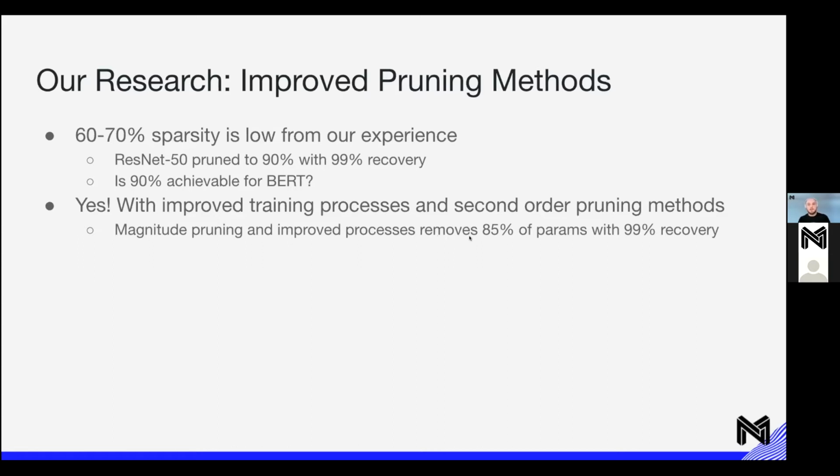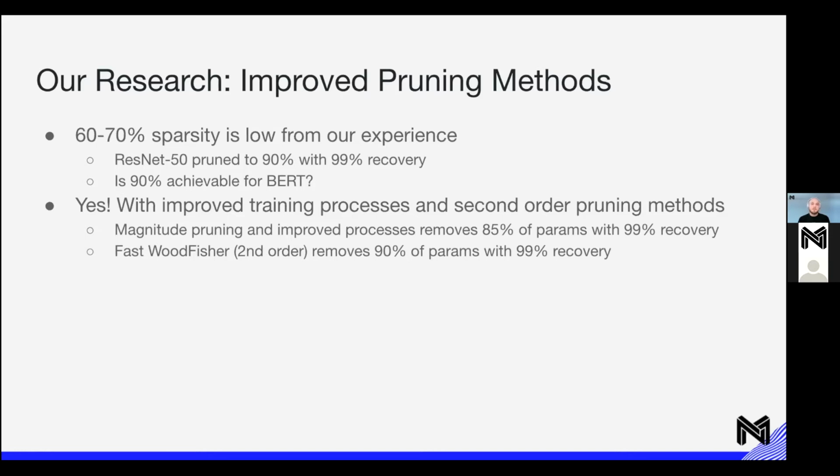So getting rid of 85% of that network, at least the weights in that network. And then finally, we introduced Fast WoodFisher. This is a second order method, and with that, we were able to remove 90% of the params with 99% recovery. So we were actually able to get to the parallels that we've seen in other domains.